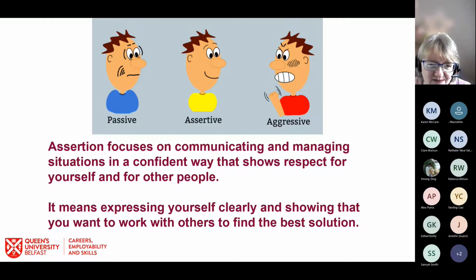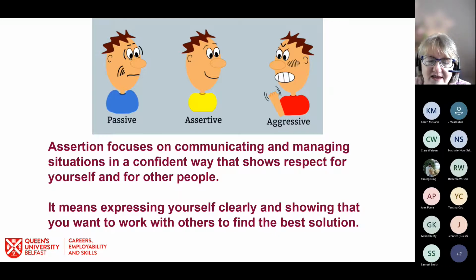Two different things. Okay, so let's try this out for a definition then. Assertion focuses on communicating and managing situations in a confident way that shows respect for yourself and for other people. It means expressing yourself clearly and showing that you want to work with others to find the best solution. So if you look at that definition, you can't really be too assertive, okay?